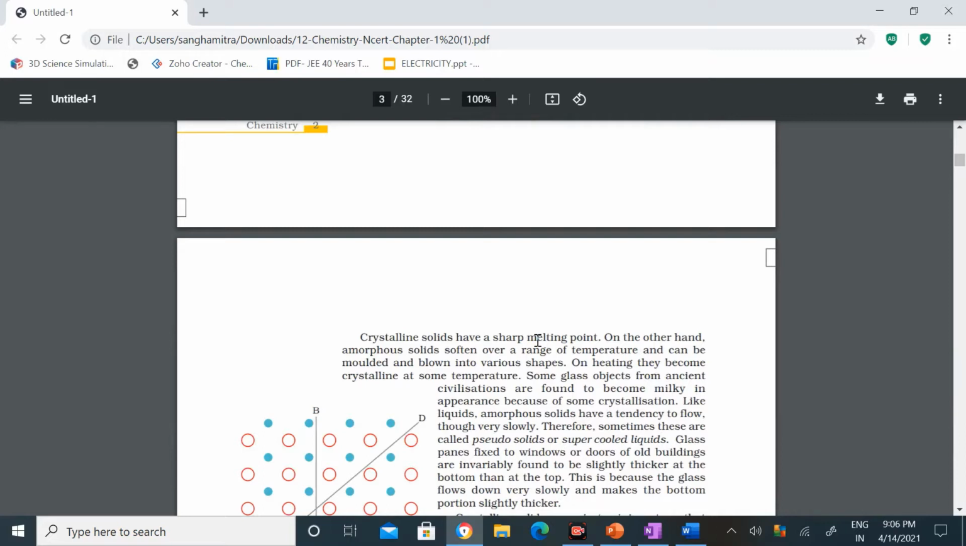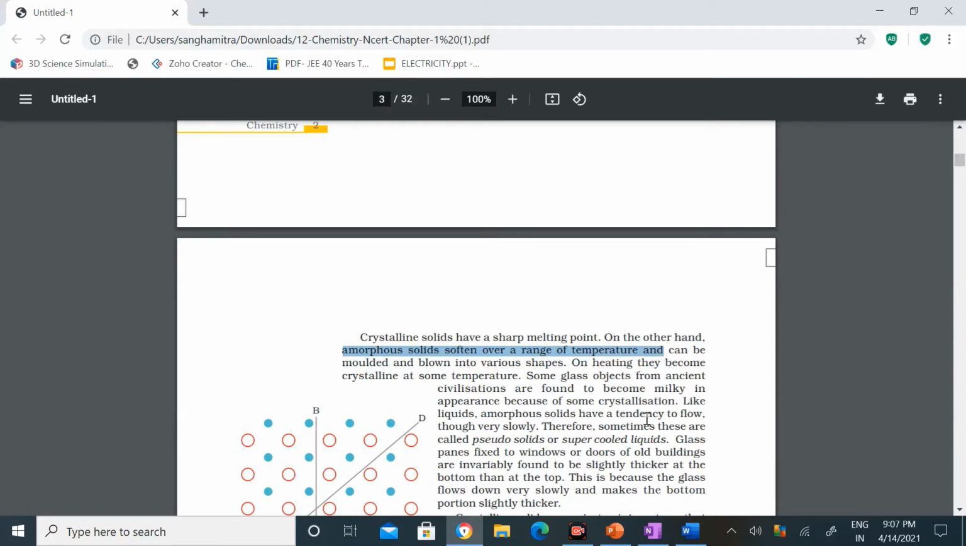Now, moving to another property, that is melting point. Crystalline solids have a sharp melting point. That means they melt at a particular temperature that is fixed. Whereas amorphous solids start to melt and melt over a range of temperature. They don't have a fixed temperature at which they melt entirely, 100%. That is, they have a range of temperature.